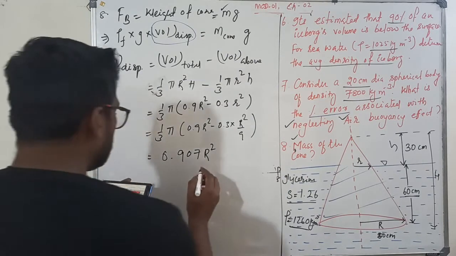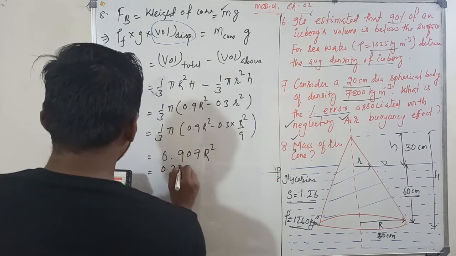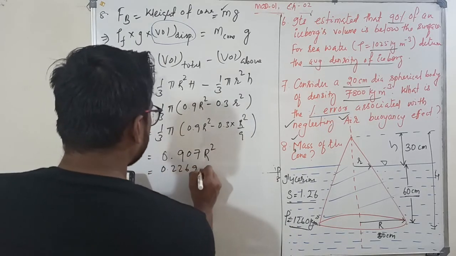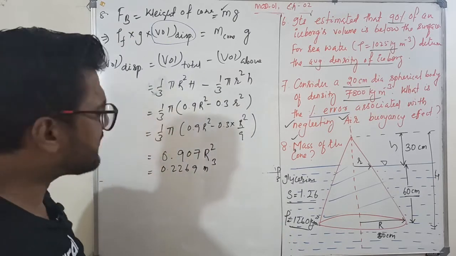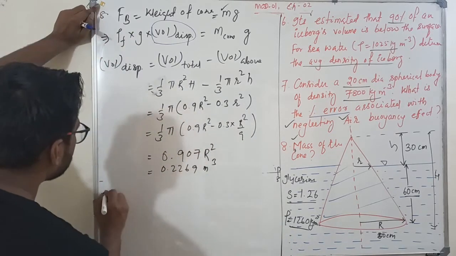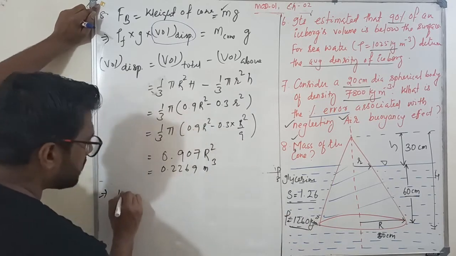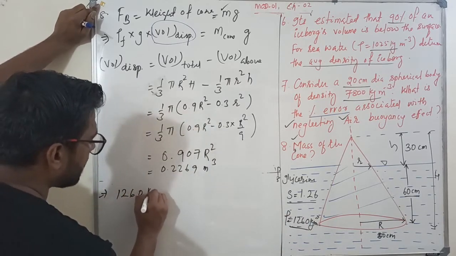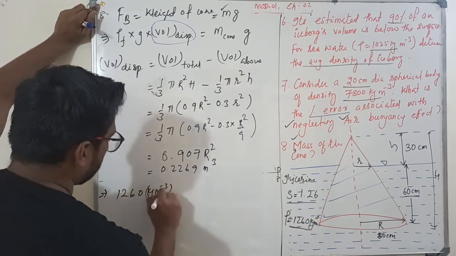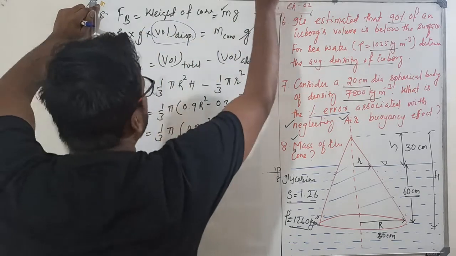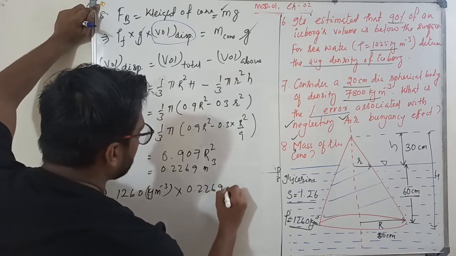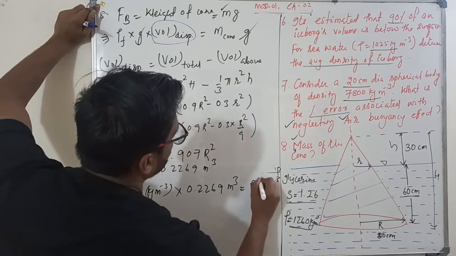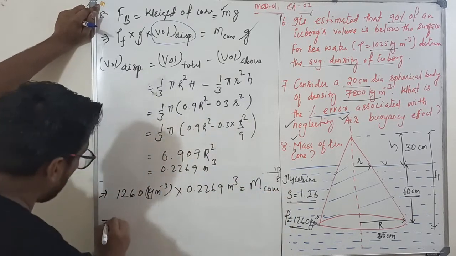So I got the volume around 0.2269 meter cube. That's it. Now put this here. What is the density of the fluid? The density of the fluid is given as 1260 kg per meter cube. Super. G cancels. Multiply by the volume displaced, 0.2269 meter cube, and that is equal to the mass of the cone.